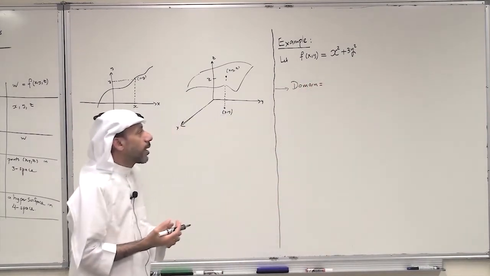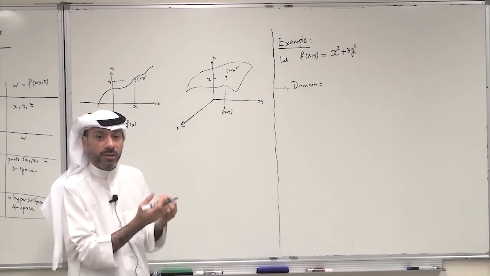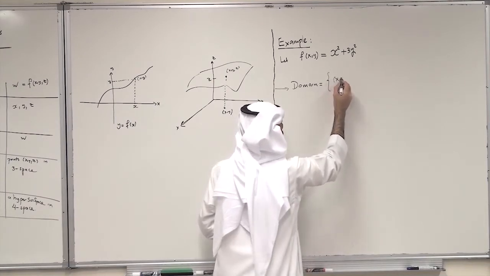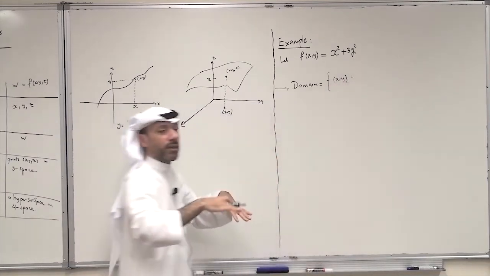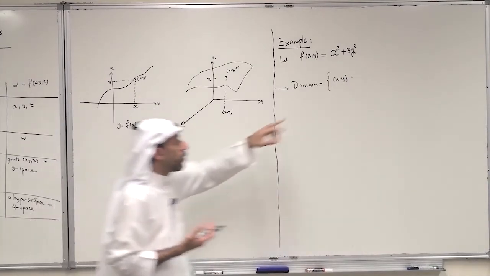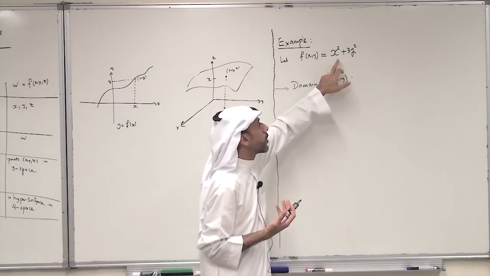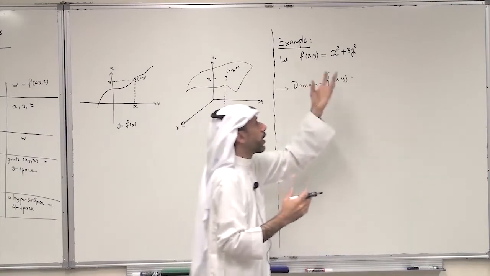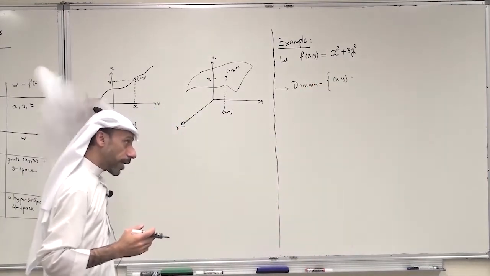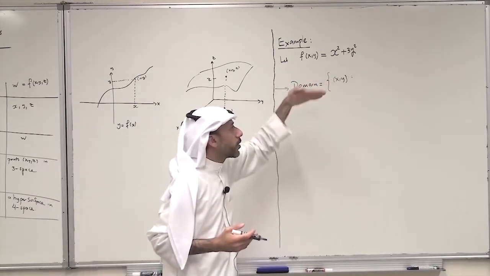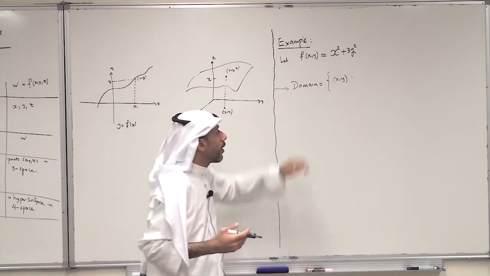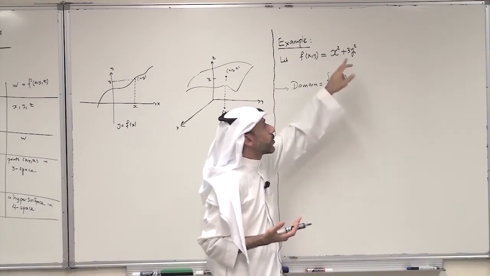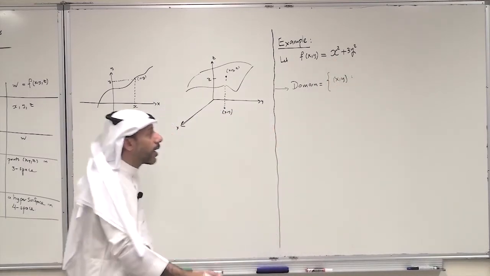What is the domain? As we said, the domain for functions of two variables will consist of points (x, y) in the xy plane. What are the possible values of x and y that we can substitute so that we get a real value for f? Here, as you can see, we have no denominator and no roots. So we can substitute any real value for x, and the same for y, and when you substitute, you get a real number.